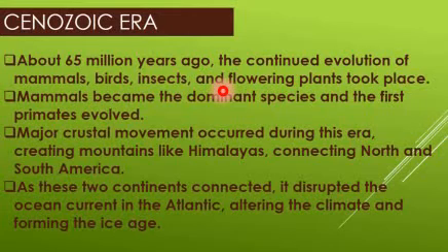So during this era, ibig sabihin lahat ng mga organism natin ay talagang dumami na, nag-evolve, no? Now mammals became the dominant species and the first primate evolved. Ibig sabihin during this era rin, Cenozoic era, may mga primates na nabuhay. Ibig sabihin ng primates, mga sinaunang mga tao, no? Kumbaga mga unggoy pa, no? Now, aside from that, major crustal movement occurred during this era rin, no? Creating mountains like Himalayas, connecting North and South America.